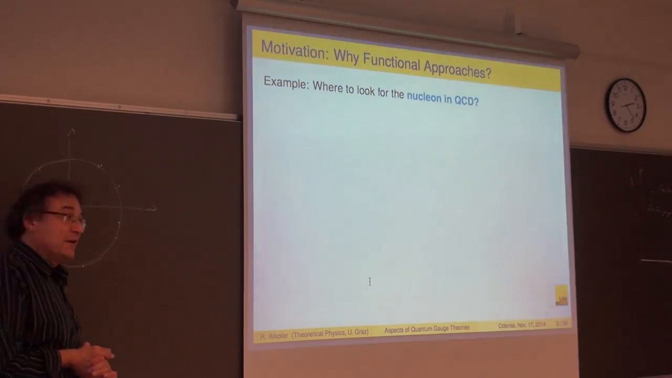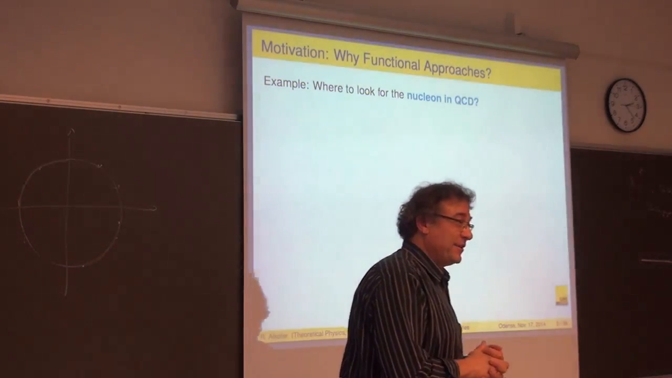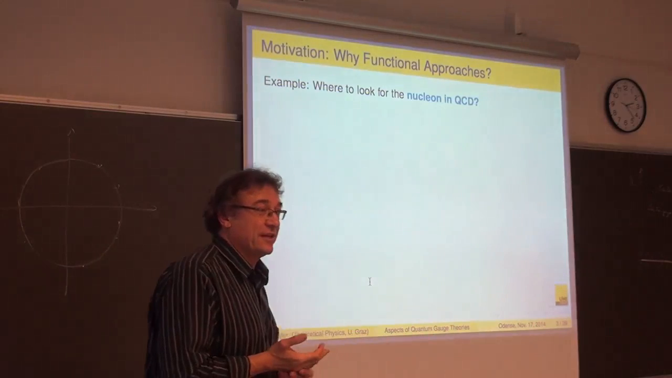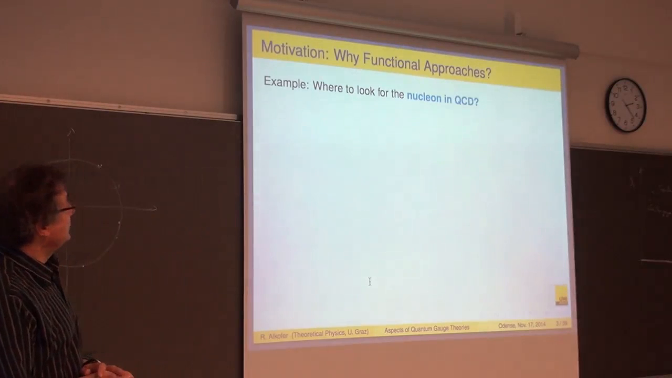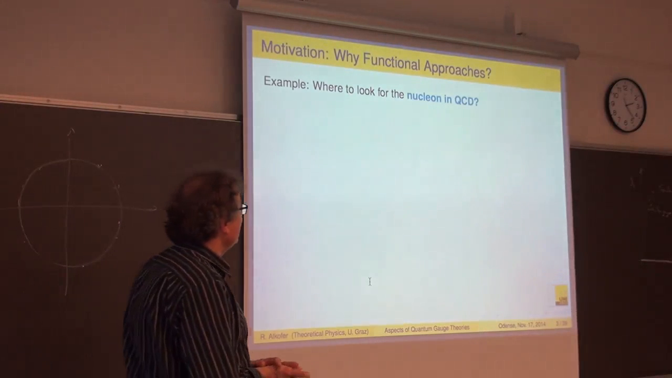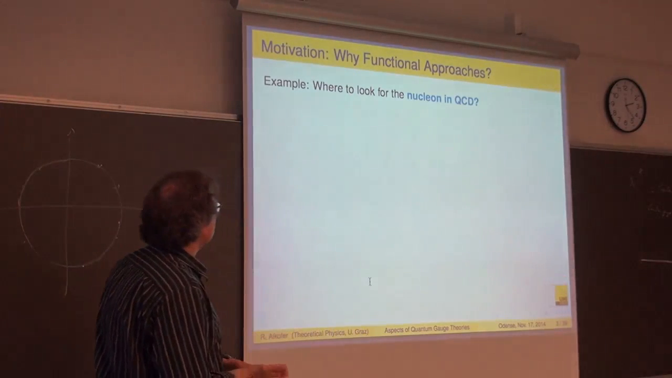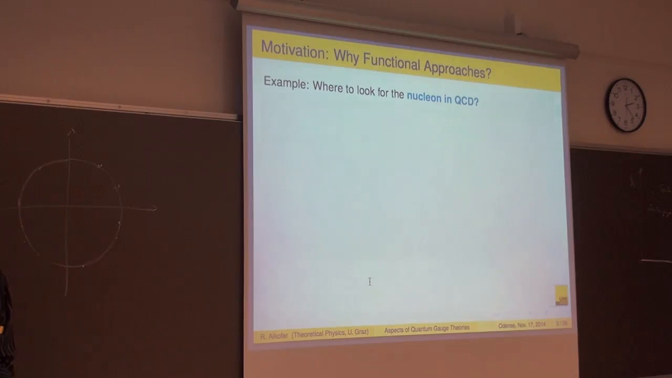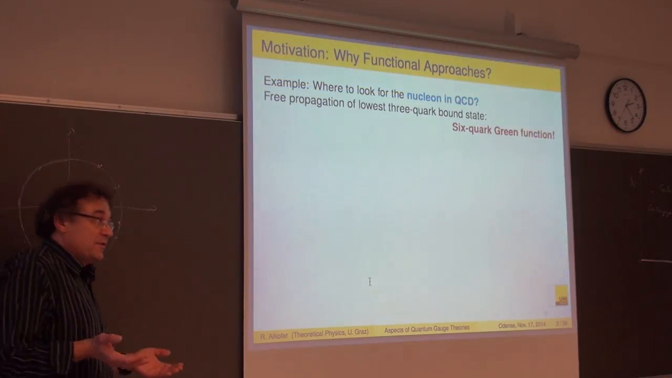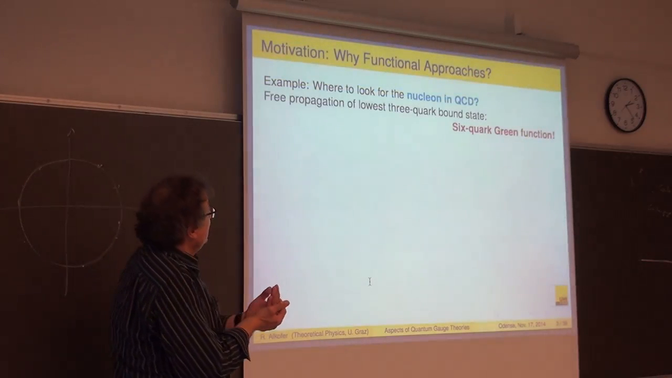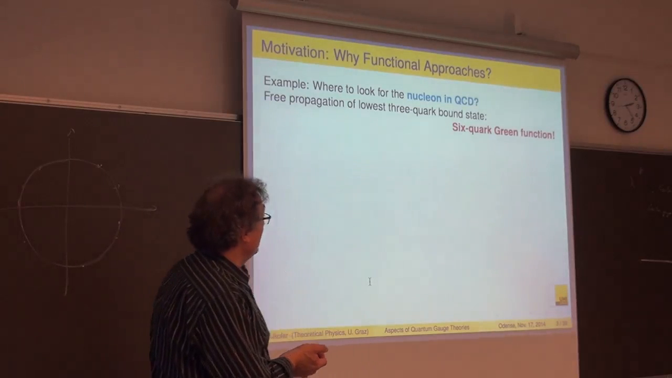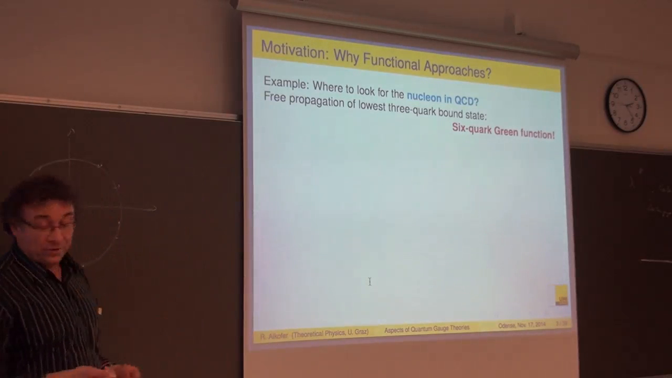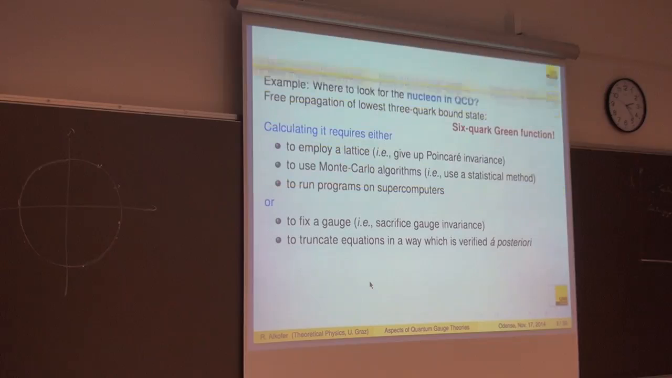So, if you want to study gauge theories, at the very end of the day, you want to connect it to experiment. And what's the most prominent state in QCD? This is the nucleon, protons and neutrons. And if you have quantum chromodynamics, where would you look for the nucleon? Of course, if you simply think of the propagation of a three-quark bound state, you should find the corresponding pole. And what do you need to look at? You need to look at the six-quark Green function. How to calculate this piece?